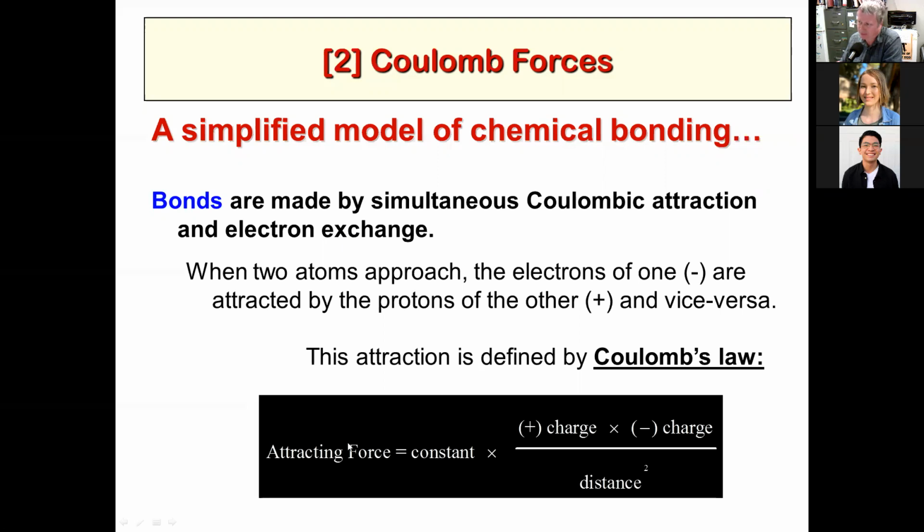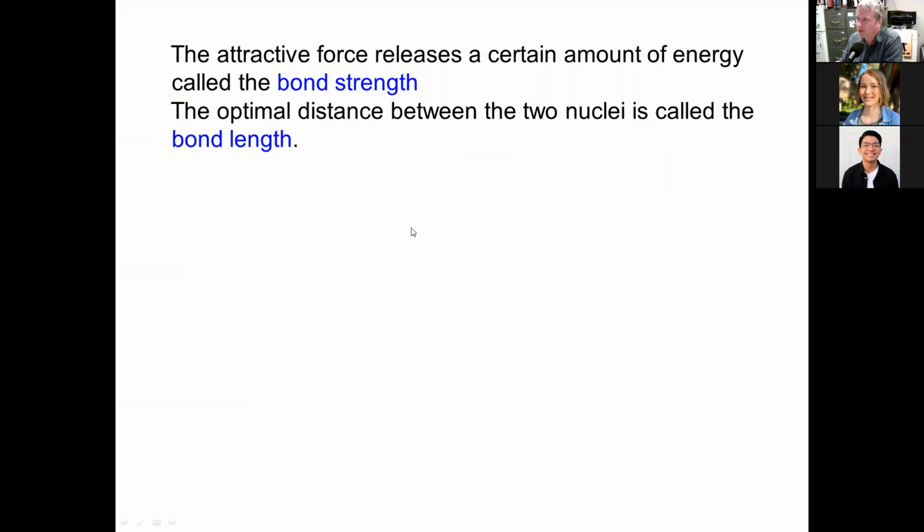And there's an attractive force that's a constant, and then times the two charges divided by distance squared. The attractive force releases a certain amount of energy, and it's called the bond strength. And so that kind of gives the bond some energetic reason to exist.